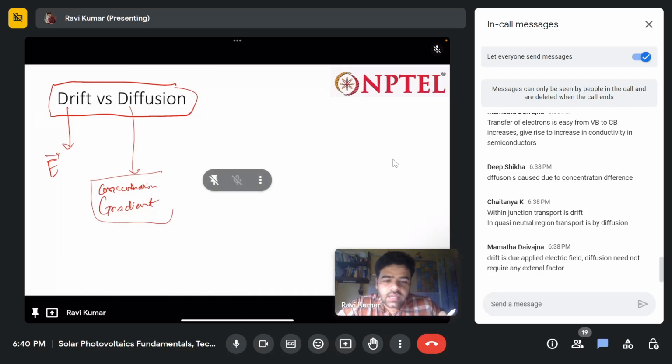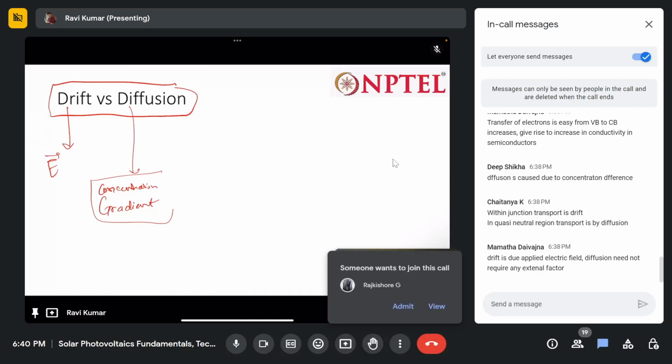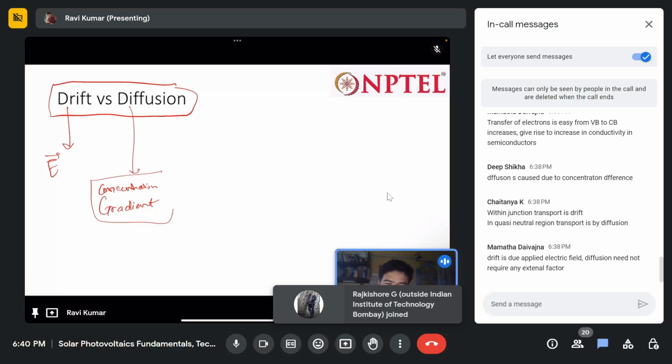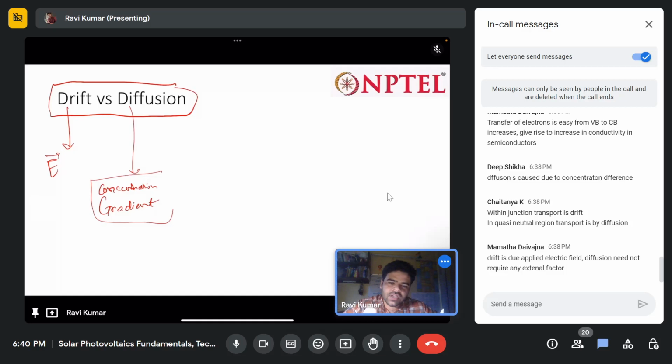Okay, sir. And this potential which got built up at the junction, it will remain like that only, sir, forever? Yes, it will remain like that. It decreases or increases based on the external applied potential. But if we are not applying any kind of potential, then it will remain the same.